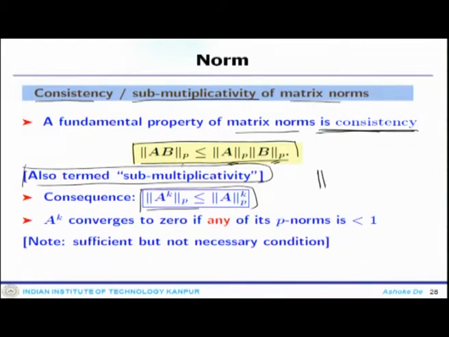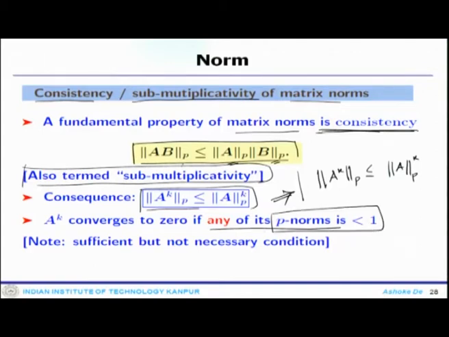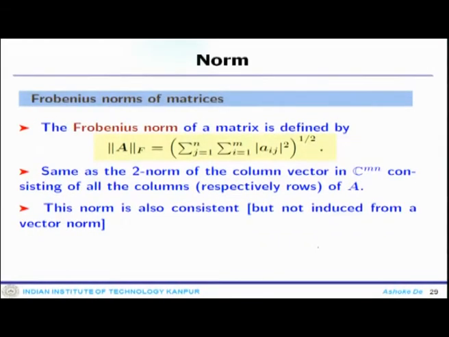So, that means I have A^k, that P norm must be less than or equal to the norm of A to the power k, P. So, that is what you get. Now, A^k will converge to 0 if any of its P norm is less than 1. That is a very important criterion, but this is a sufficient but not necessary condition. So, there are conditions which have to be also necessary.